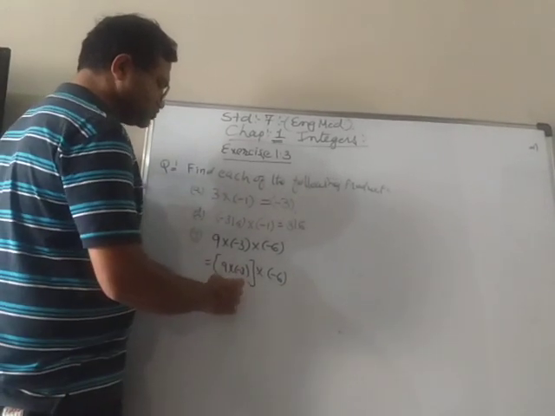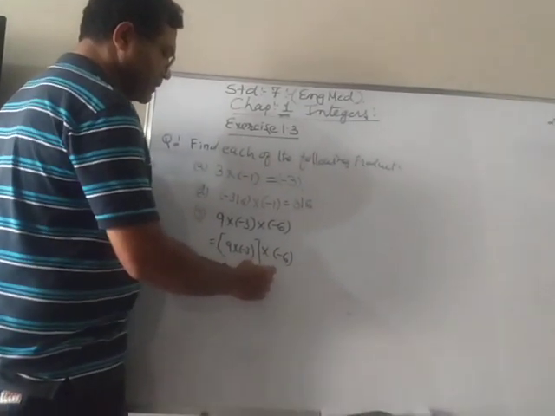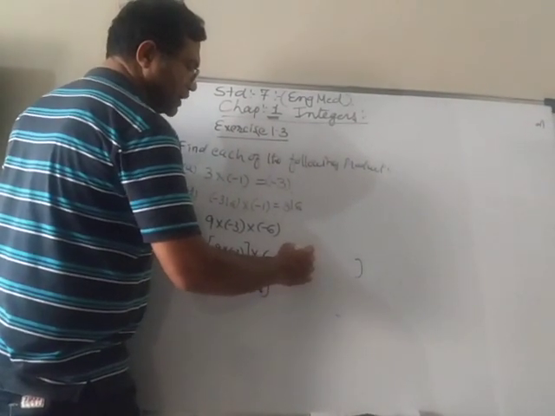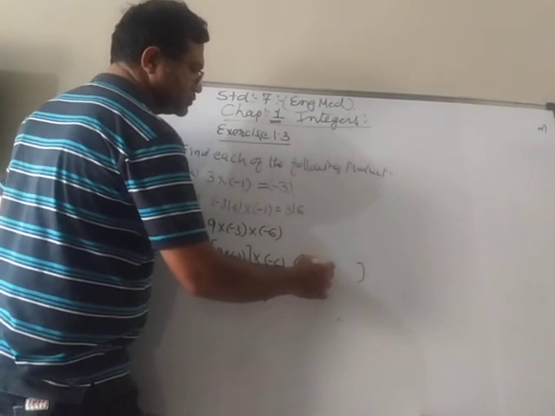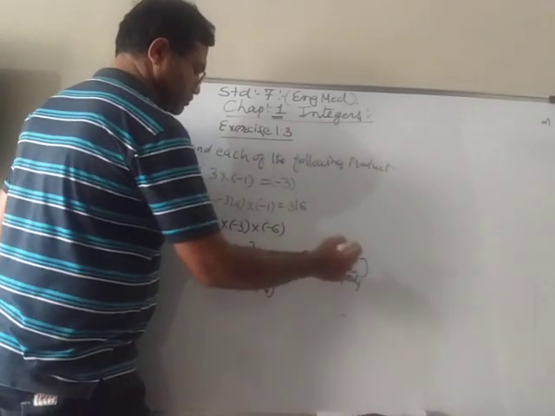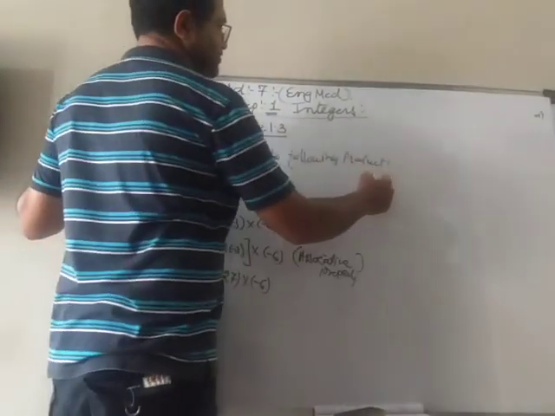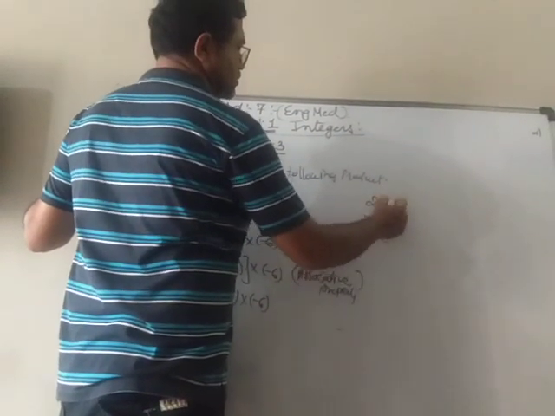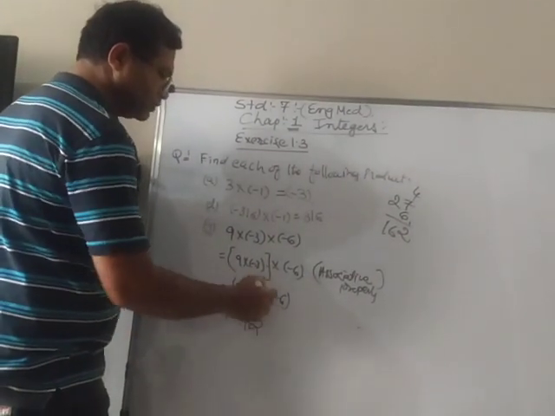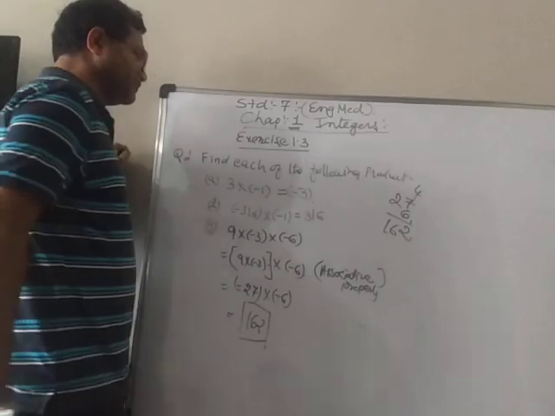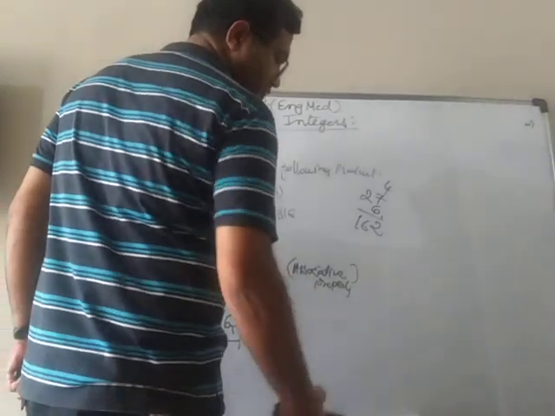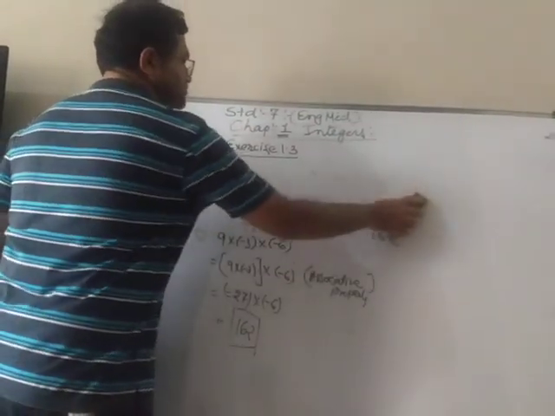9 3s are 27, so it is minus 27 multiplied by minus 6. But here you have to mention the associative property that we used. Now 27 multiplied by 6 is 162, and both are negative, so negative becomes positive. So it is very easy. I think the remaining sums you can do yourself.